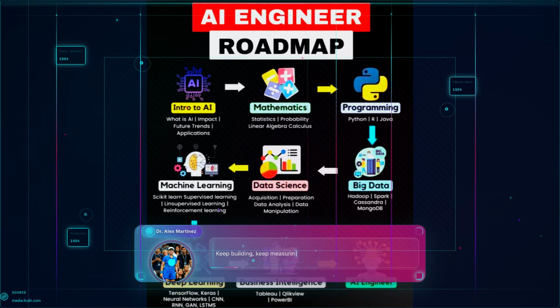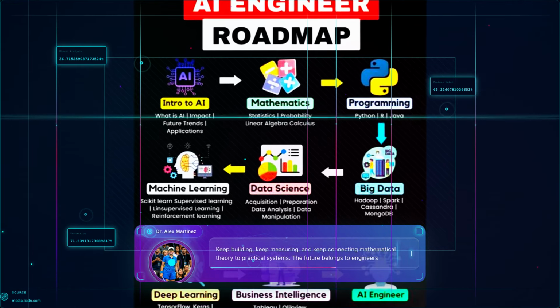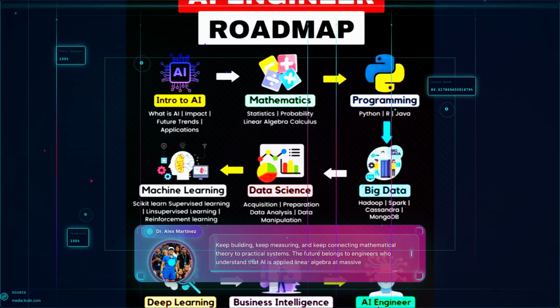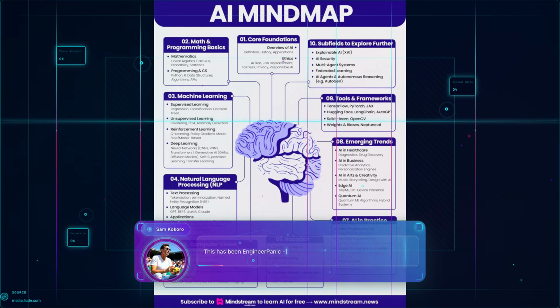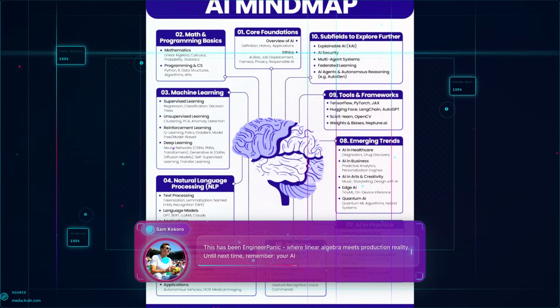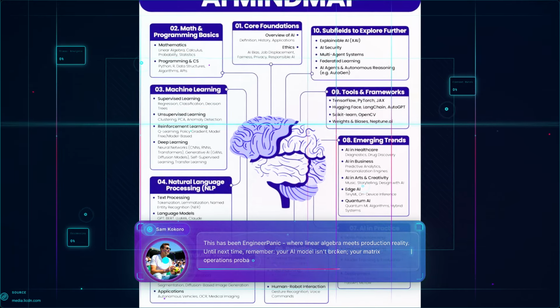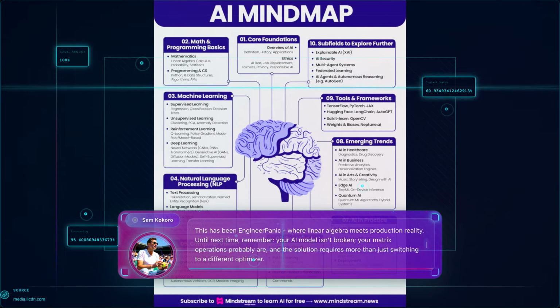Keep building, keep measuring, and keep connecting mathematical theory to practical systems. The future belongs to engineers who understand that AI is applied linear algebra at massive scale, not magic. This has been Engineer Panic, where linear algebra meets production reality. Until next time, remember, your AI model isn't broken. Your matrix operations probably are, and the solution requires more than just switching to a different optimizer.